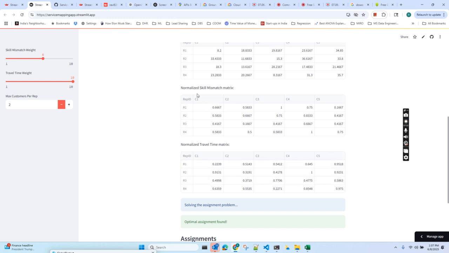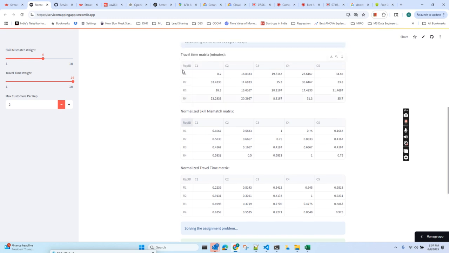Now, the question is, why do we need to have a normalized skill mismatch? It's because the travel time which we have calculated is in minutes.